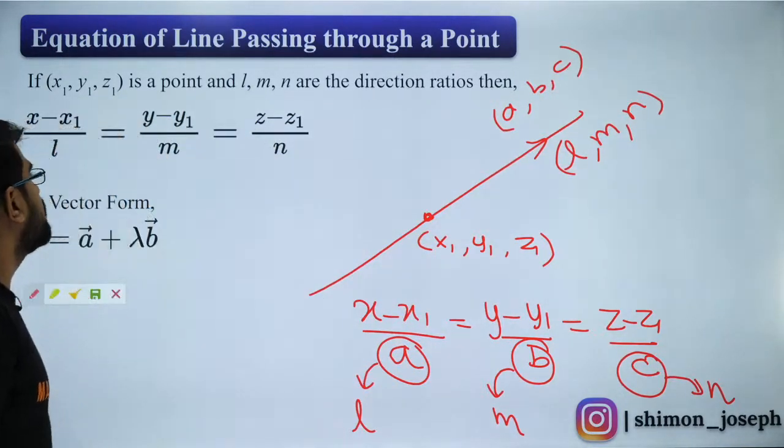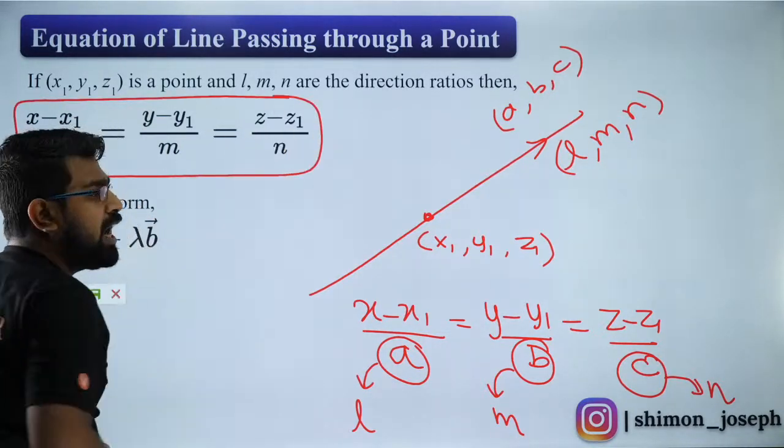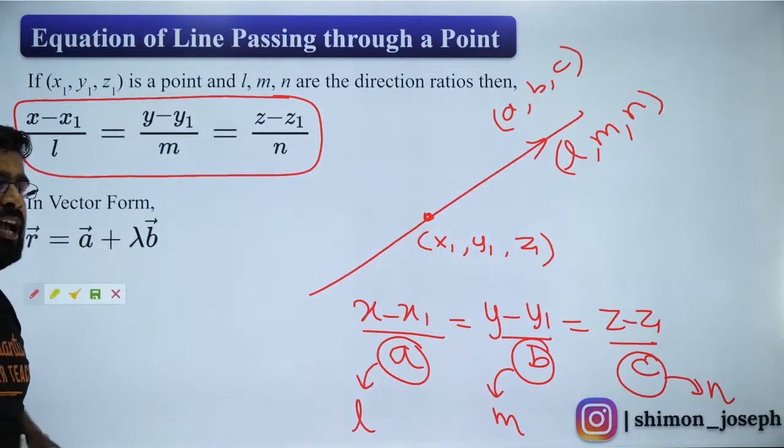Perfect. So that is called the Cartesian form because it is in terms of x, y and z. Are you all fine with it? Everybody?